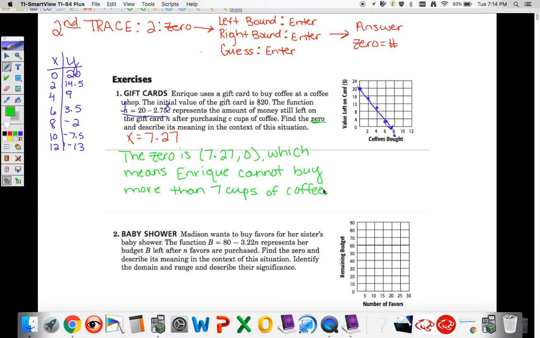Okay, so if you think about this, you don't ever hear anybody walking into Starbucks and saying, yes, I like to order 7.27 cups of coffee. Okay, because that just doesn't even make sense. You have to order cups of coffee in whole numbers. He does not have enough money on his gift card to get him 8, because if you look, to buy 8 cups of coffee, he would have to owe them $2. Okay, so the most that he can buy is 7 cups. Our 0 is right there at 7.27, which we were right, because when we guessed, we said it should be somewhere between 6 and 8. So there's our 0.